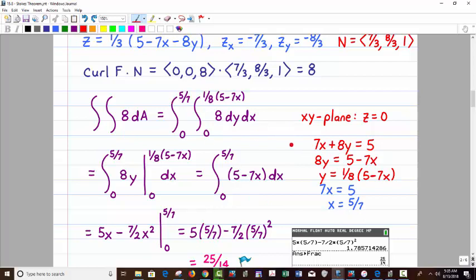So it goes from 0 to 5 over 7. The antiderivative of 8 dy would be 8y. We plug in this upper limit. The 8 kills the 1/8, so that goes away. So essentially 5 minus 7x goes in for the y.